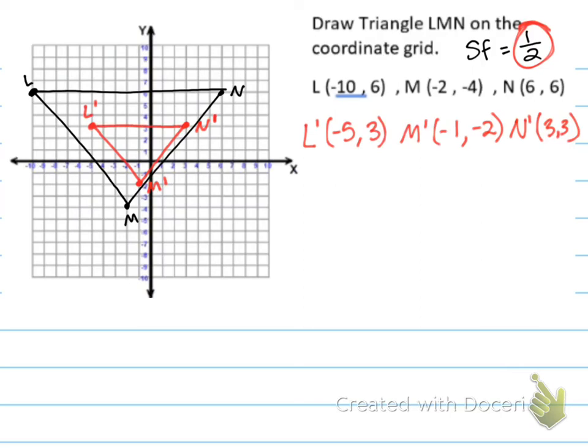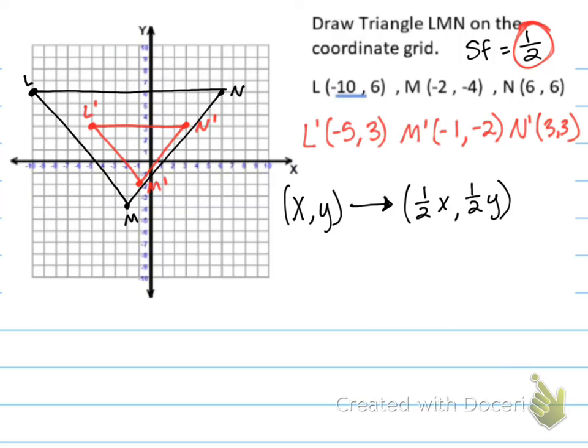So to write it algebraically, it's not x comma y, that's our original. We had a dilation of a half, so we put a half in front of the x and a half in front of the y. Just like that.